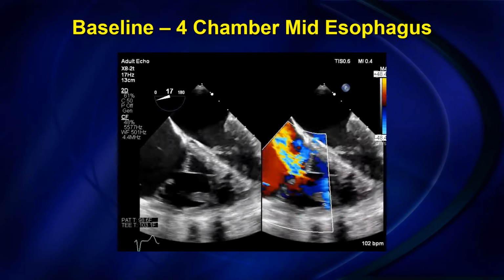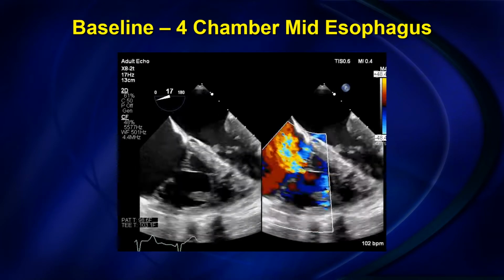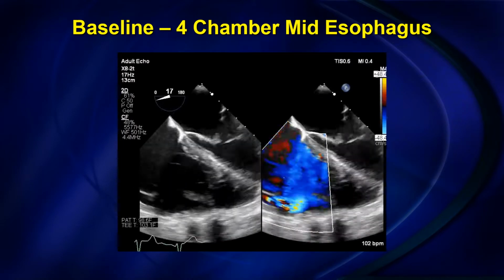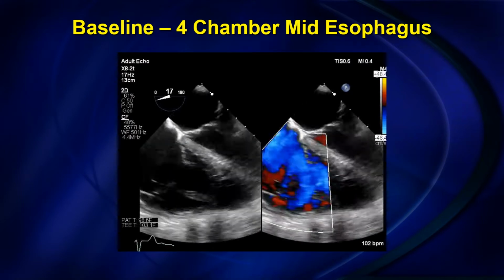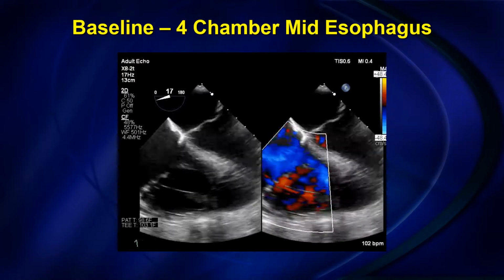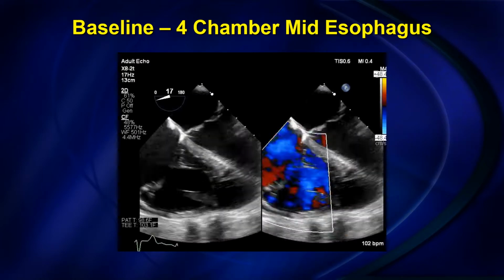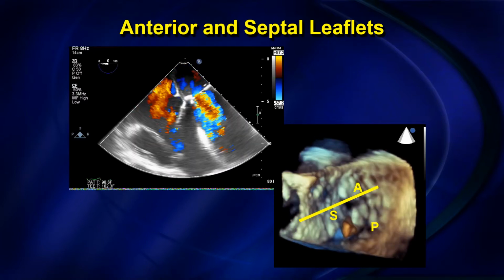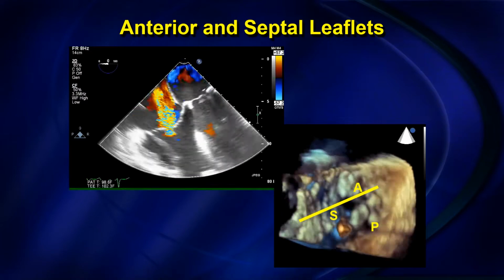Let's start with screening imaging. The mid-esophageal four-chamber view gives us an assessment of RV size and function and shows us either the septal and anterior leaflets or septal and posterior leaflets. This will occasionally be used as a grasping view. If the probe is a little higher in the esophagus or slightly anteriorly flexed, this will show the anterior and septal leaflets.